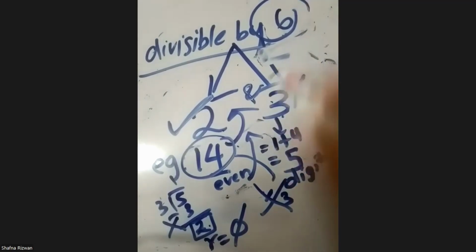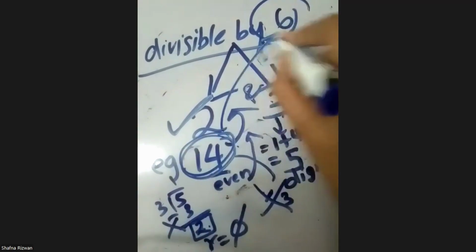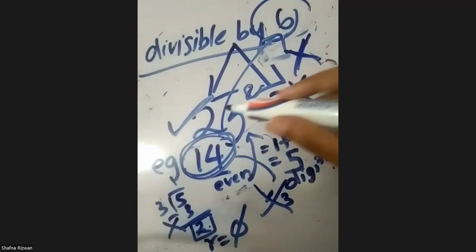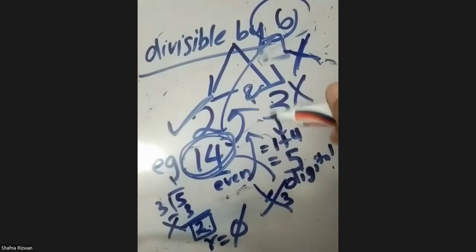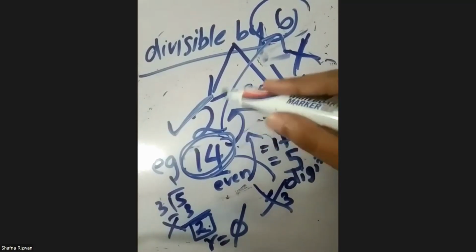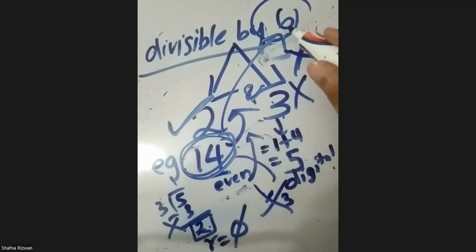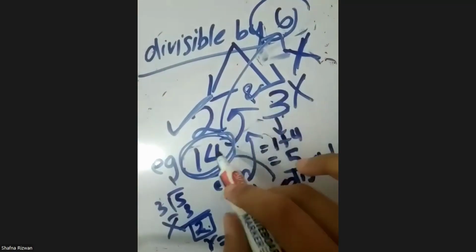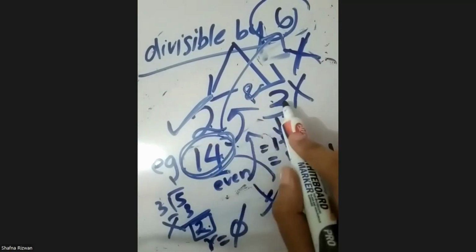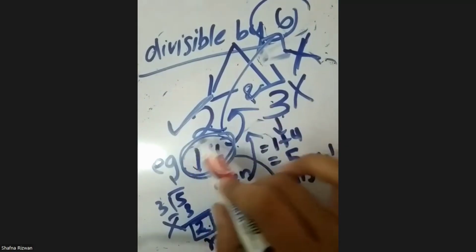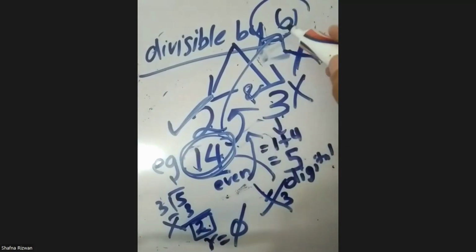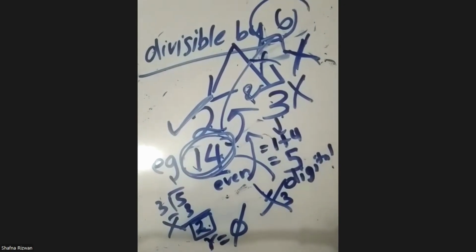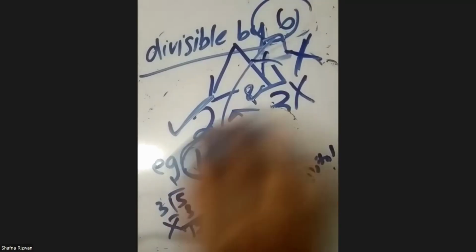So can you take this number 14 as divisible by 6? No, never. Because the number 14 should be divisible by both 2 and 3, then only it will be divisible by 6. As it is not happening here, 14 is only divisible by 2 and not by 3, you can't take it as divisible by 6. Did you understand? Okay, that's how it works. Now let's do another question.